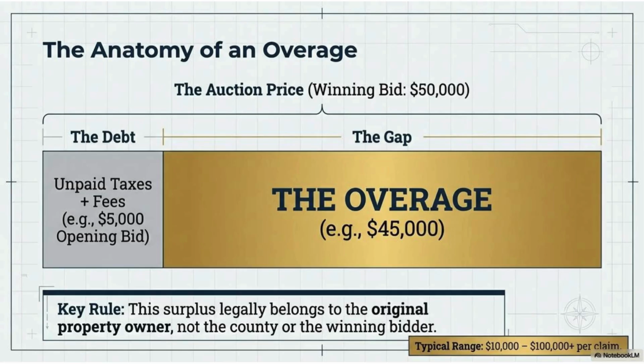And here's the critical legal principle you need to understand. This surplus legally belongs to the original property owner, not the county or the winning bidder. The typical range per claim? We're looking at $10,000 to over $100,000 per case. This is real money sitting in county treasuries, waiting for someone knowledgeable enough to help rightful owners claim it.